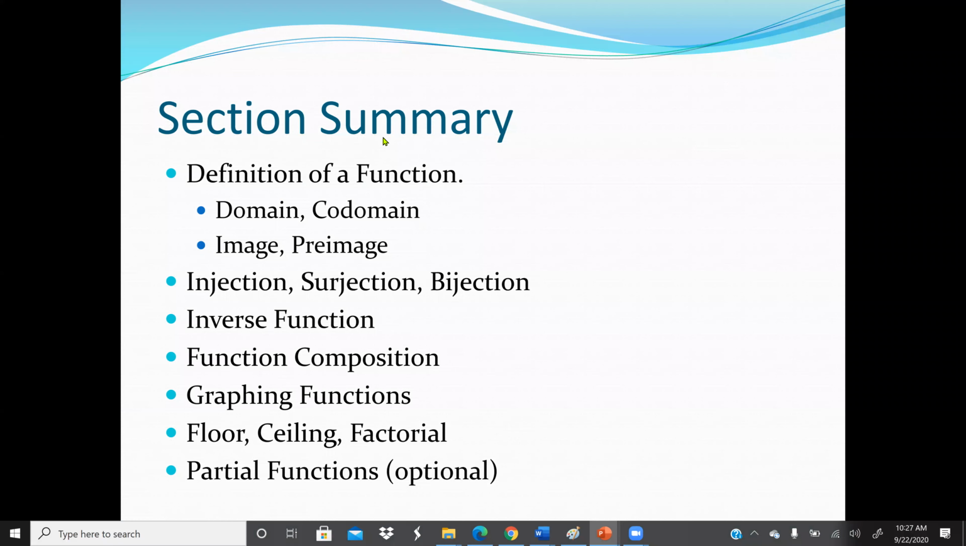So our main objective again is to go through what is a function, and we're going to study some terminology: what is a domain, codomain, image, and preimage. Also, what is injection, surjection, bijection. Also, inverse function, function composition, graphing functions, floor, ceiling, and factorial, and also partial functions.